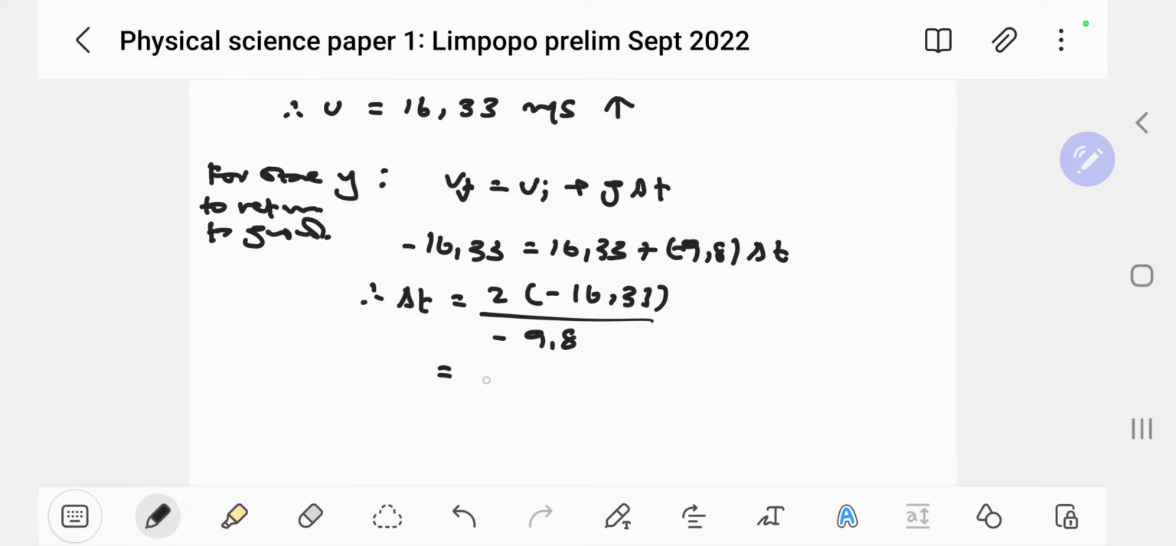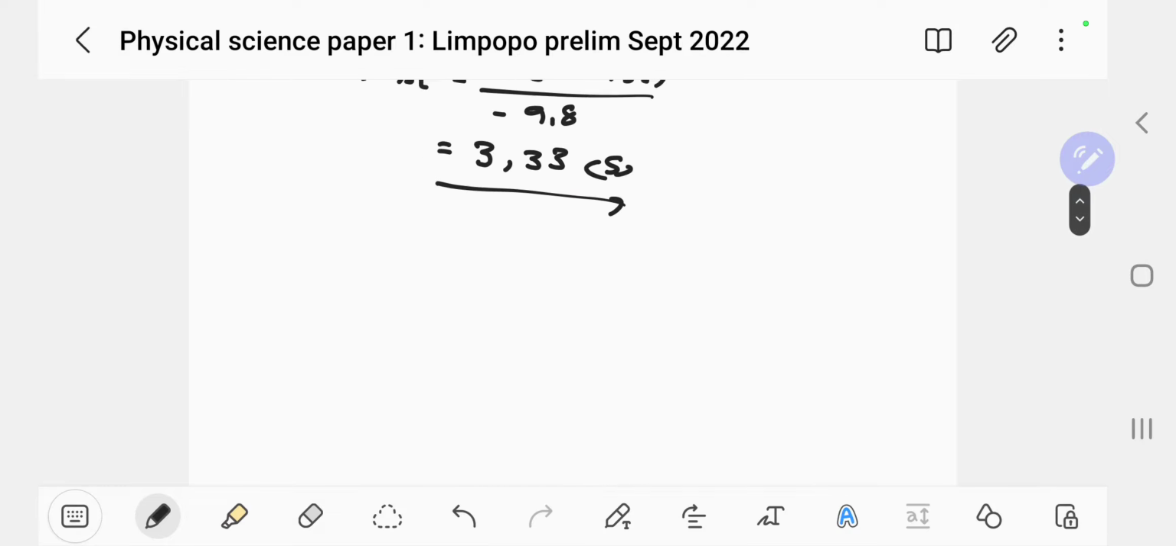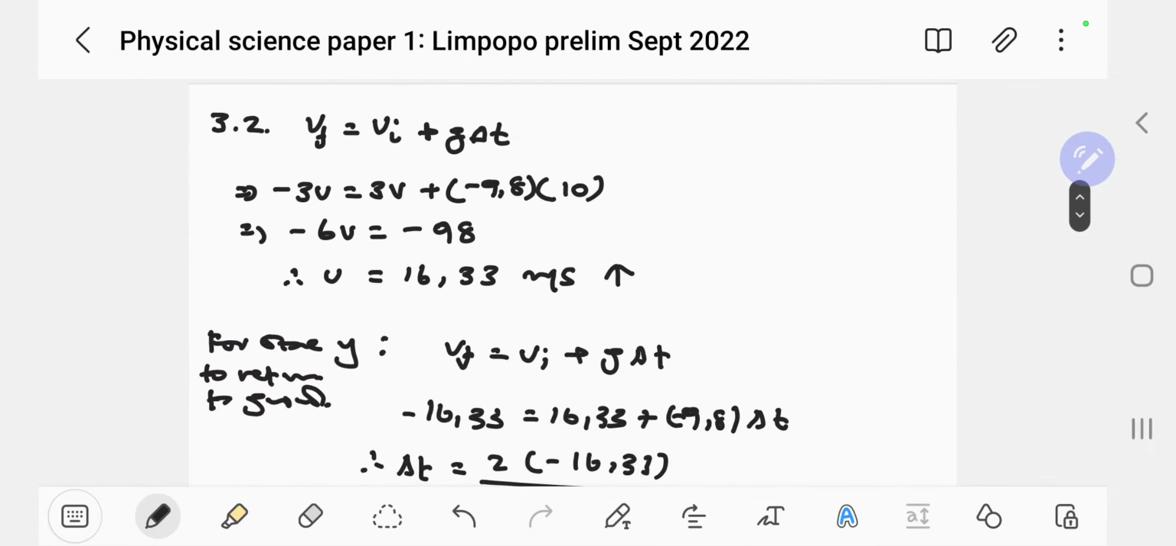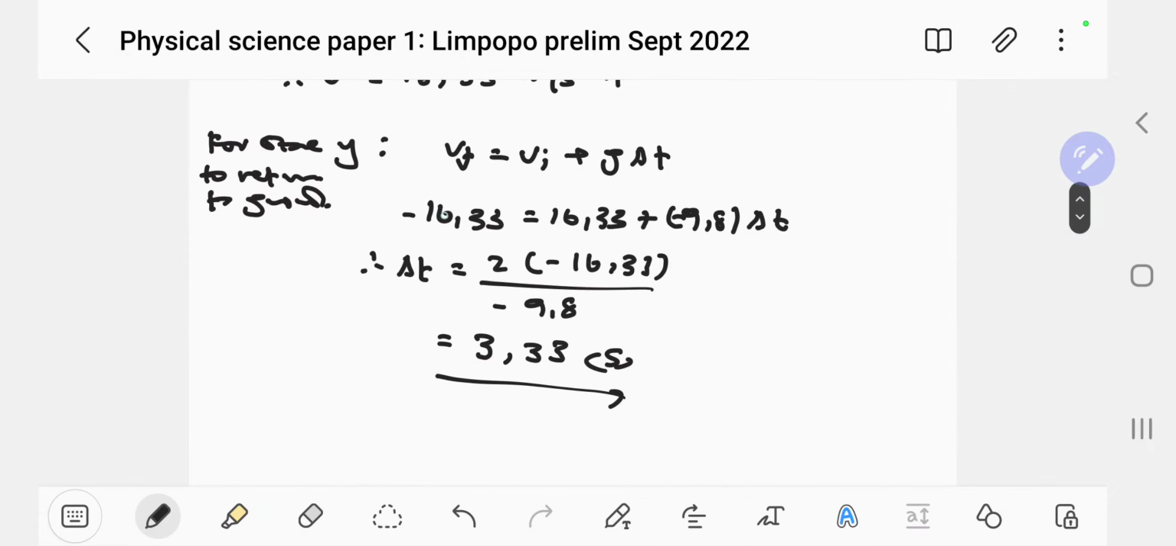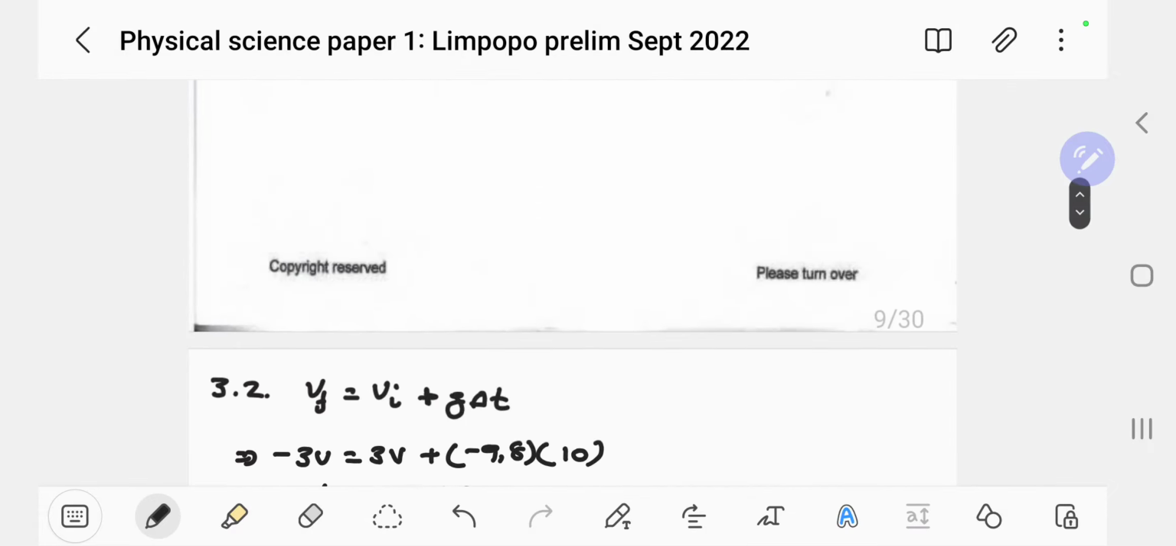So here I'm getting 3,33 seconds. Okay, so that is the time it will take our stone Y to return to the ground. Do you see it took a little bit less time than the other stone?